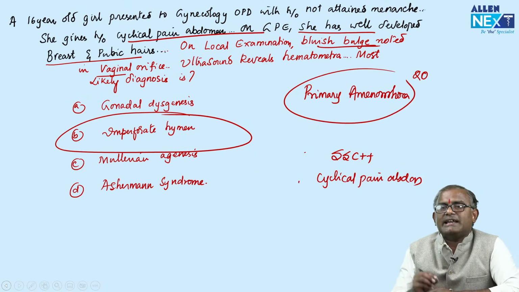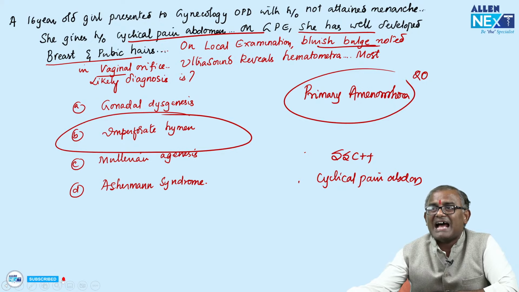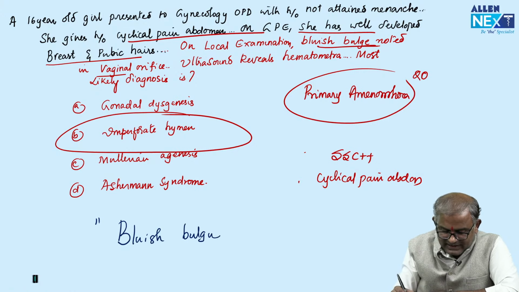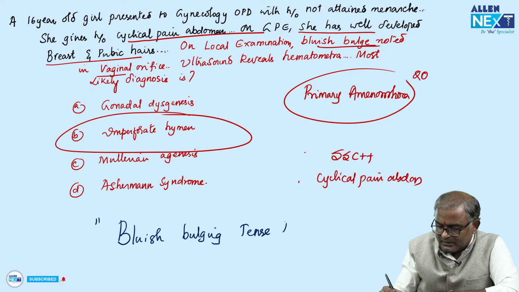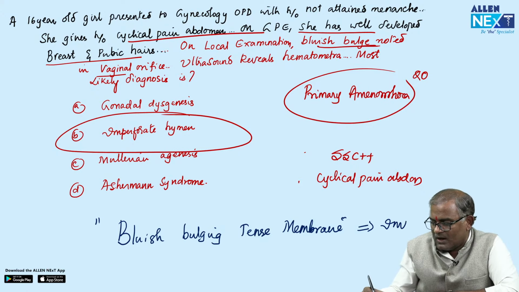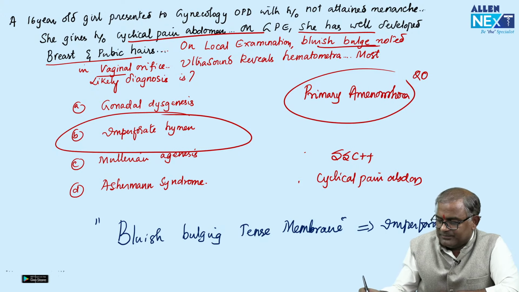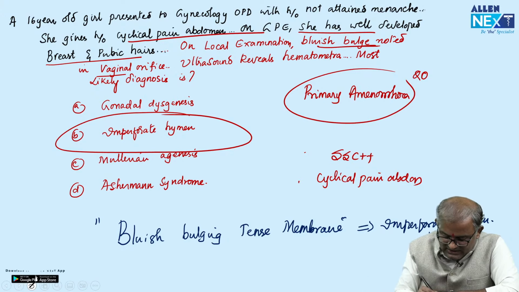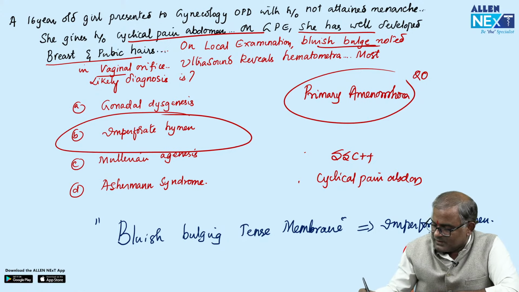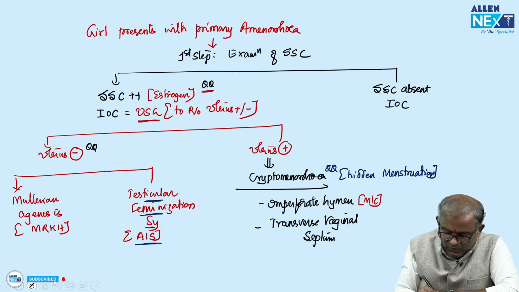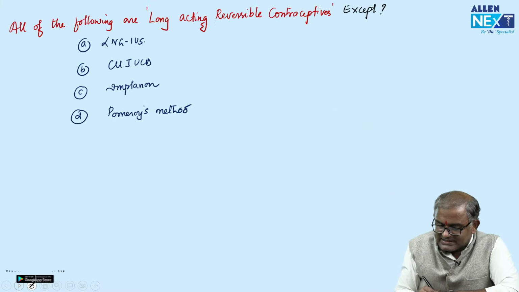In imperforate hymen, the woman presents with classical bluish bulging tense membrane. Bluish bulging tense membrane is always suggestive of what? Imperforate hymen. And what is the treatment for imperforate hymen, dear doctors? It is a cruciate incision. Okay, now dear doctors, we'll go to the next question.